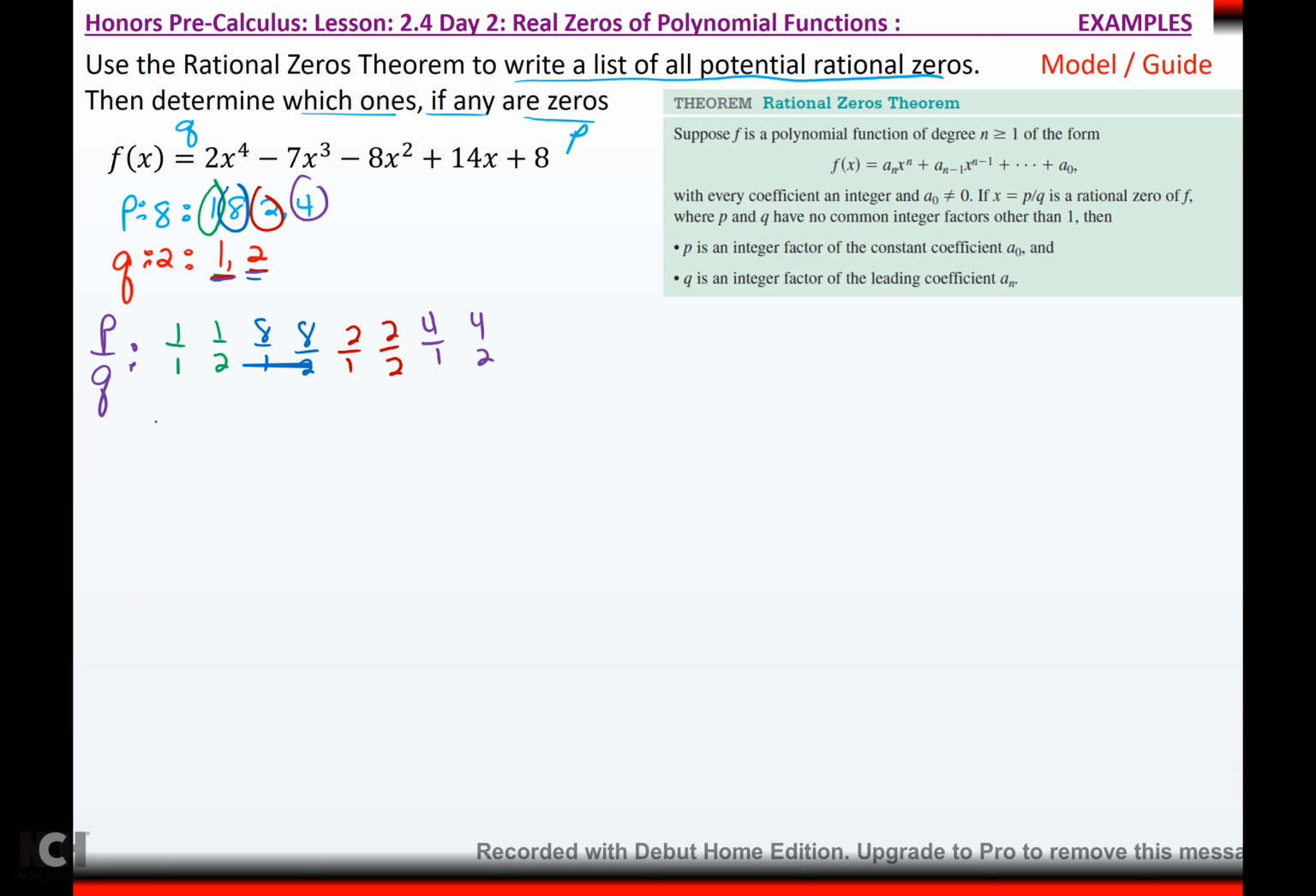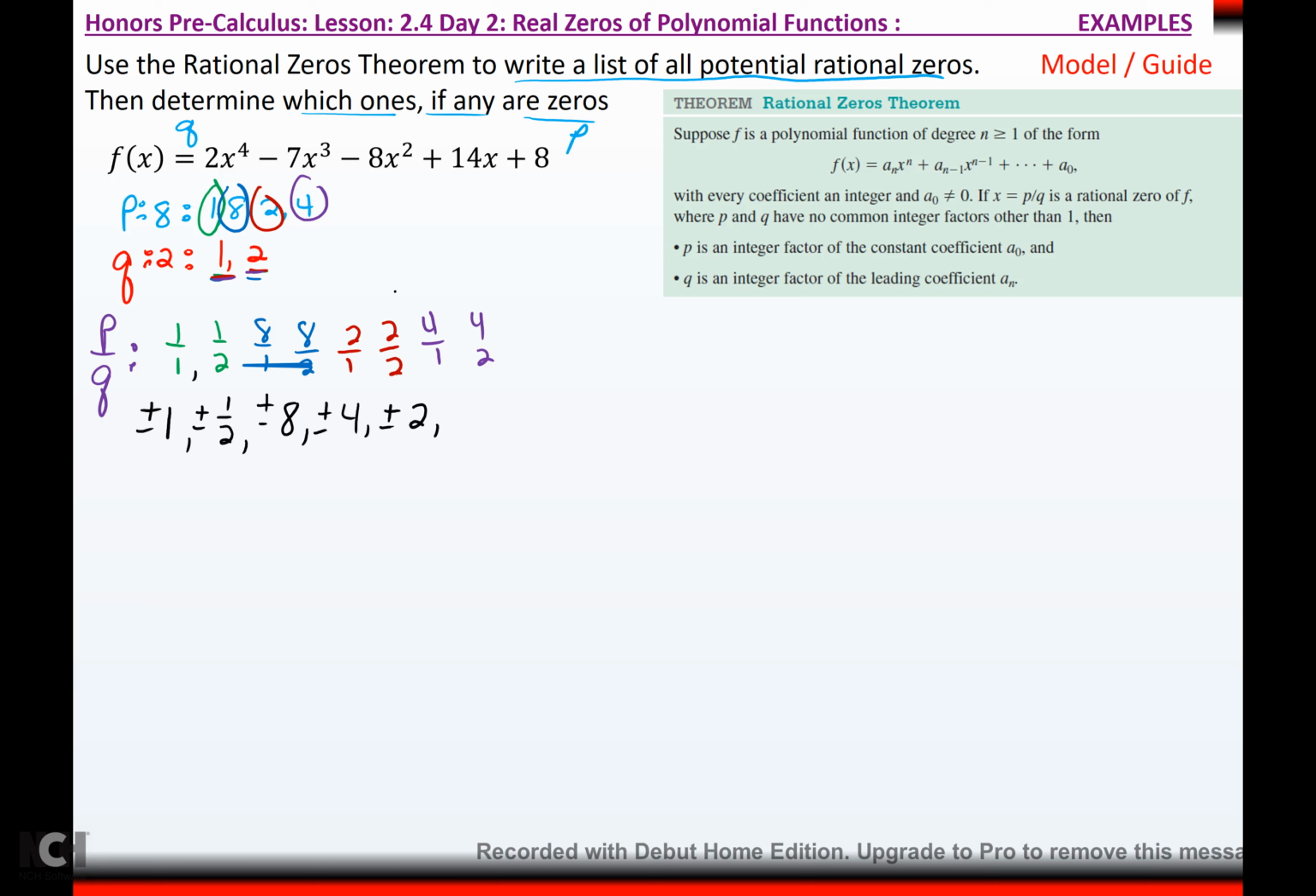1 divided by 1 is 1, and it's always going to be plus or minus. So we have plus or minus 1, plus or minus 1/2. 8 divided by 1 is 8, so we have plus or minus 8. 8 divided by 2 is 4, so we have plus or minus 4. 2 divided by 1 is 2, so we have plus or minus 2.